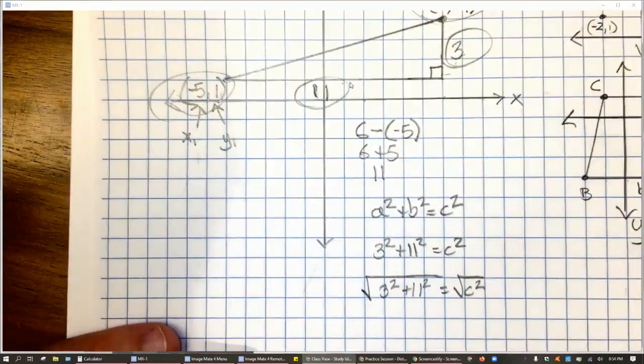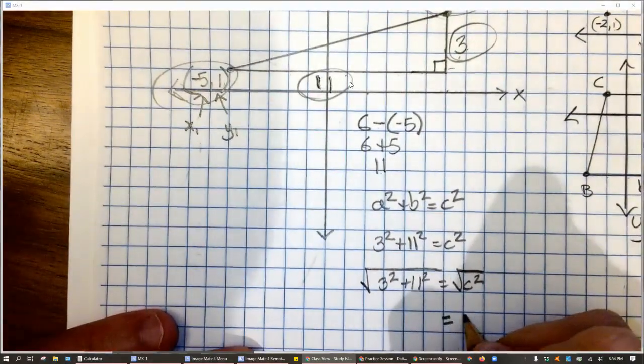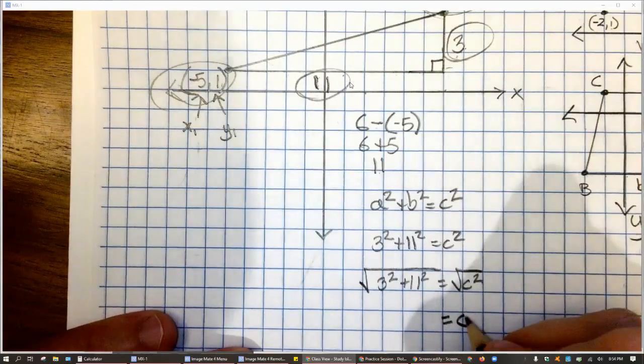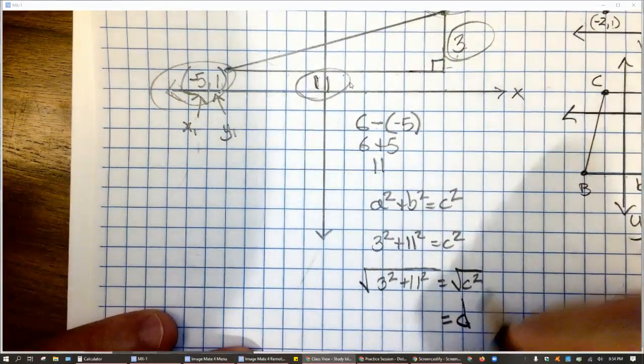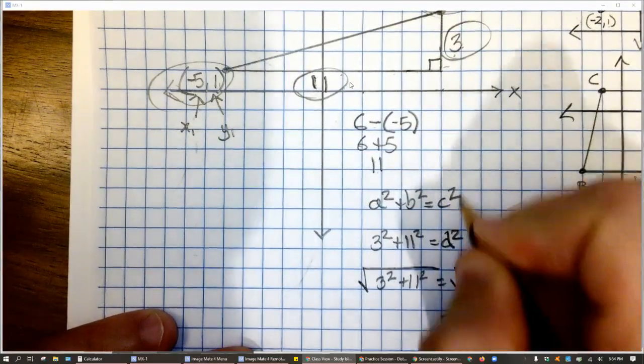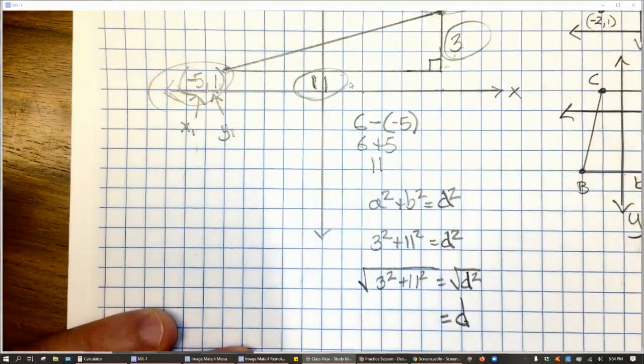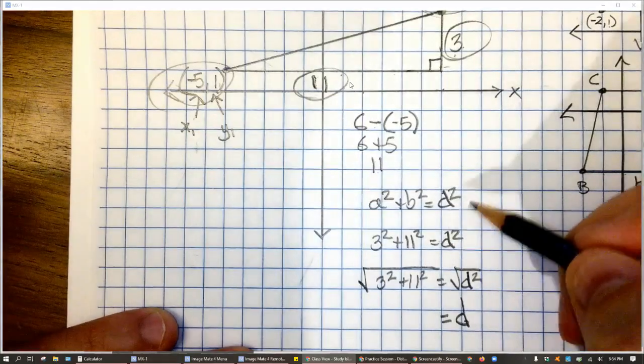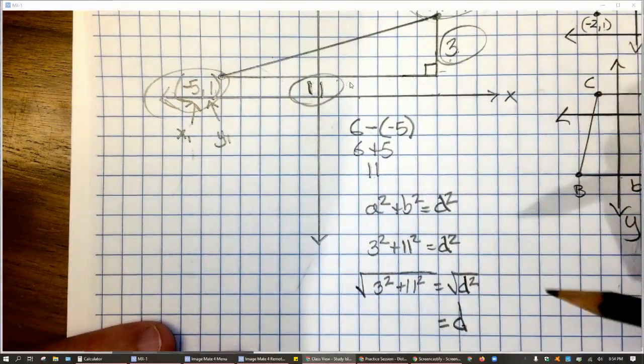So the square root of c squared is what I get there. And the square root of c squared is c. Or, if you will, it's the distance between those two. So everywhere I put a c, if I just put d for distance, it's the exact same thing, isn't it? I just used a different letter, d for distance rather than c for hypotenuse.